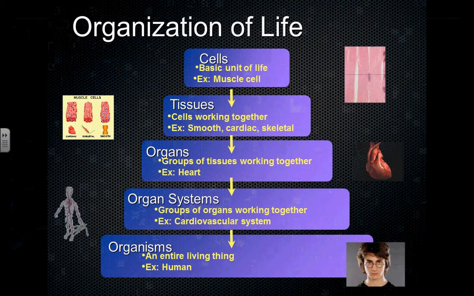What you will have to know mainly is the proper order that these pieces go in. So the simplest level of organization in living things is the cell, and the most complex is the organism. So you should know how things go: cell, tissue, organ, system, organism.